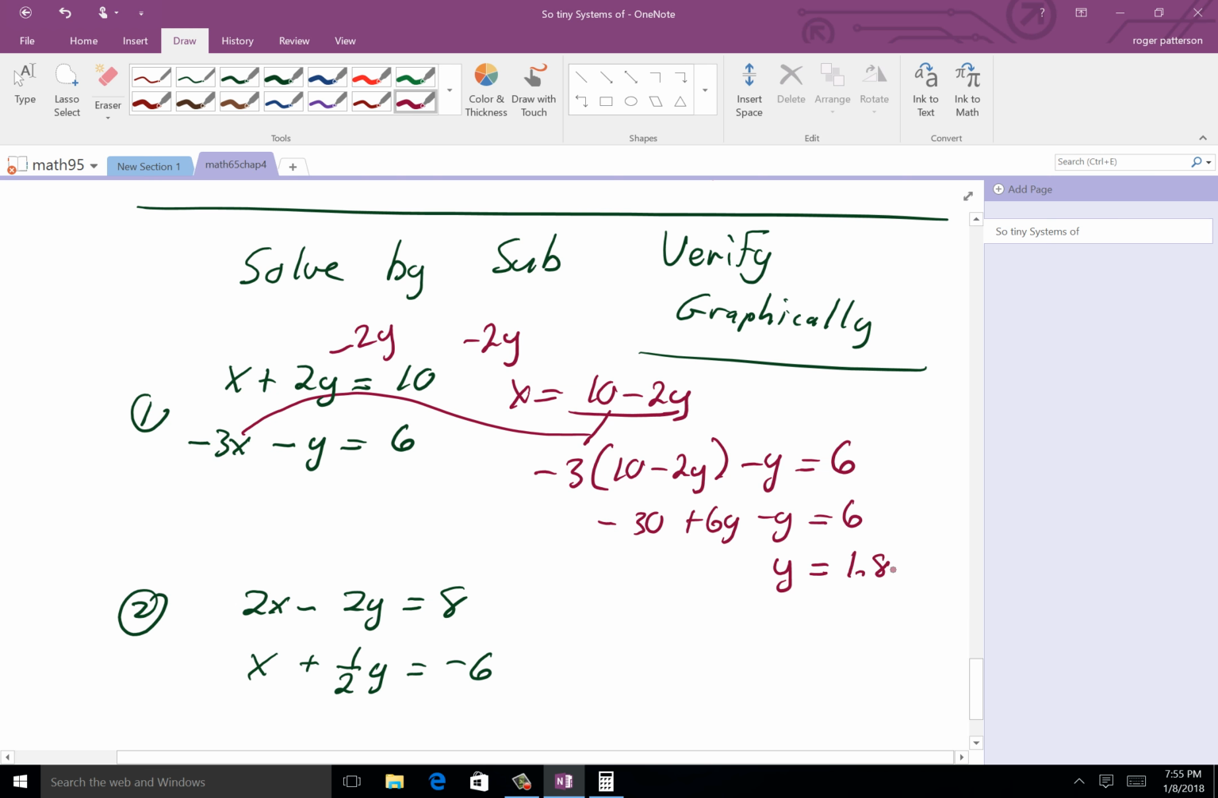No? So let's see, we got negative 30, plus 5Y equals 6. 5Y equals 36. Yeah, that's what I got. That's why we go over these.